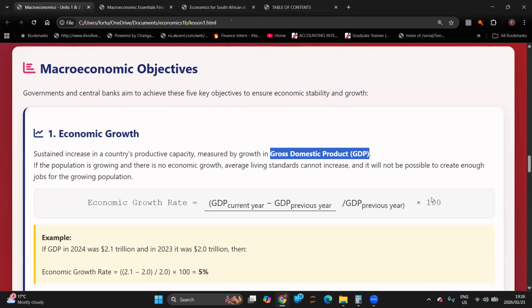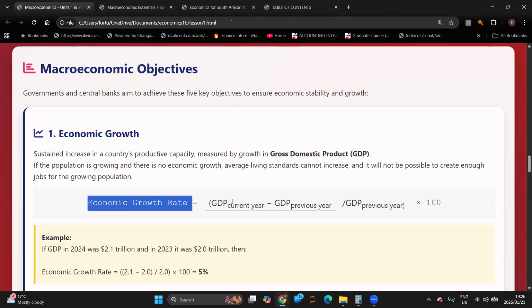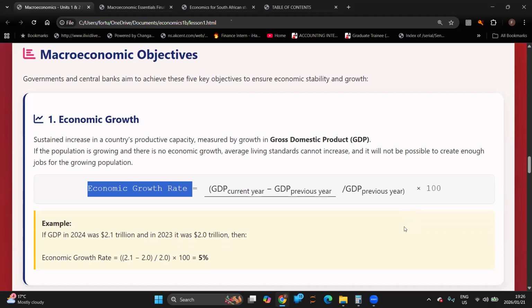As a result, you'd have the gross domestic product as the key metric that is used to assess economic growth. And we have the formula for calculating the economic growth rate. It is calculated as the current year's GDP minus the previous year's GDP, divided by the previous year's GDP, times 100. Then you get a percentage. That percentage becomes either the growth of the economy or the shrinking of that particular economy, depending on whether the gross domestic product has been increasing or not.